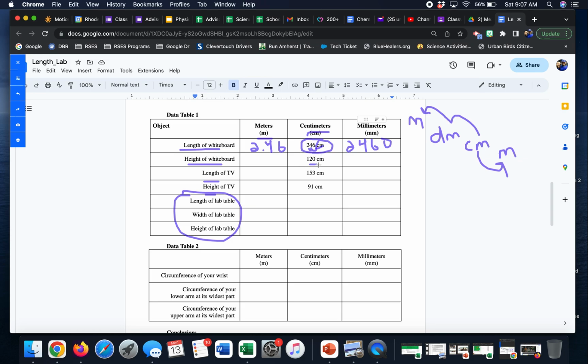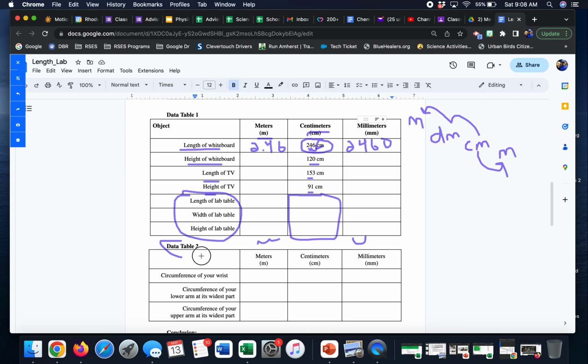You'll do the same thing for the height of the whiteboard, length, and height of the TV. Then you're going to actually measure the length of the table, the width of the table, and the height. So the height's going to be from the floor to the top of the table. The width and length, it doesn't matter if you mix them up. Like if you put width for length, it's just the length should be the longer side, the width the shorter side. But remember, you're filling those out in this column. You're measuring in centimeters because that's what the tape measure you'll be given has. And then you'll, again, move the decimal 2 to the left to get these answers, and move the decimal 1 to the right to get these answers.